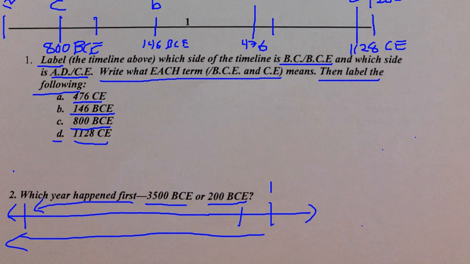But of course, we don't travel backwards in time. We travel from left to right on timelines through time. So therefore, 3500 BCE, the one that is farther left, is the year that happened first in time.